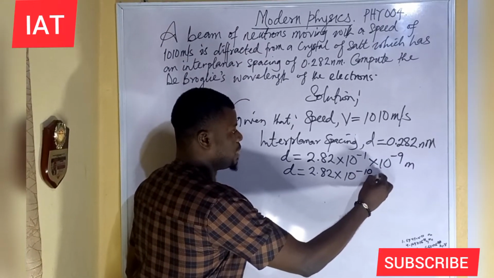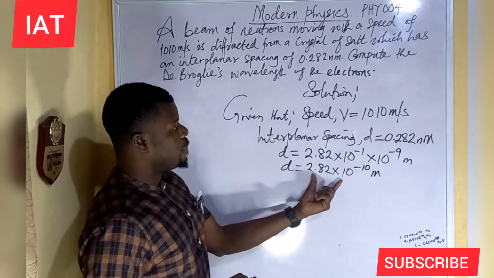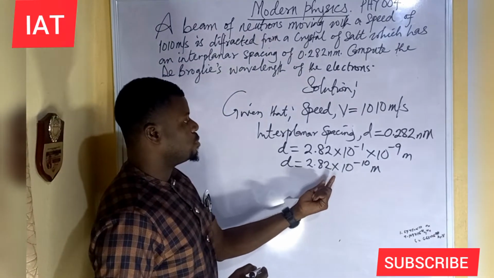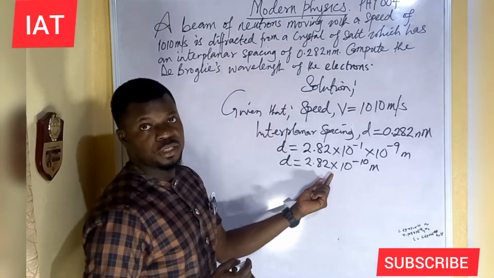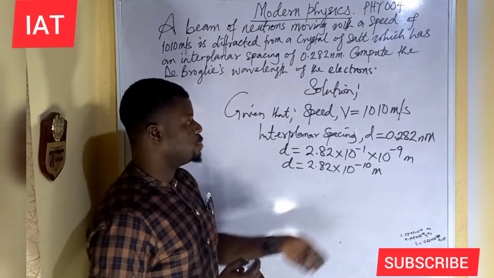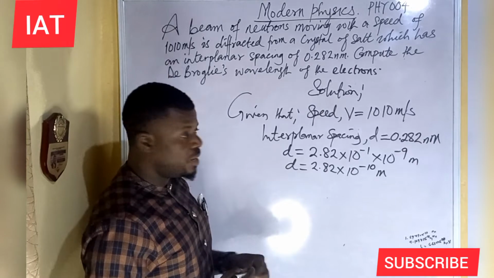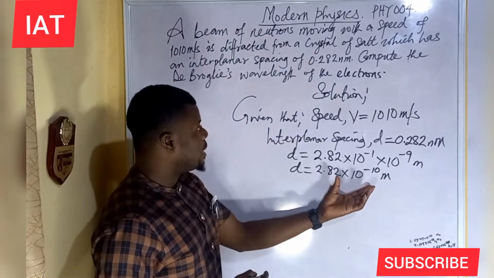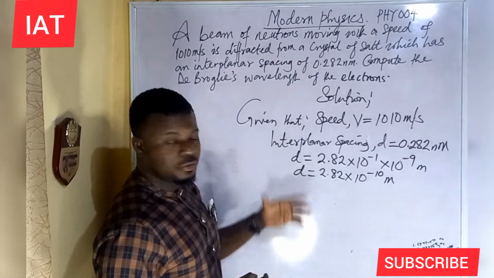And this minus 10 meters can also be written as 2.82 Angstrom units, because 1 Angstrom unit gives 10 to the power of minus 10. Let's leave it here at the moment and then get the other parameters first.